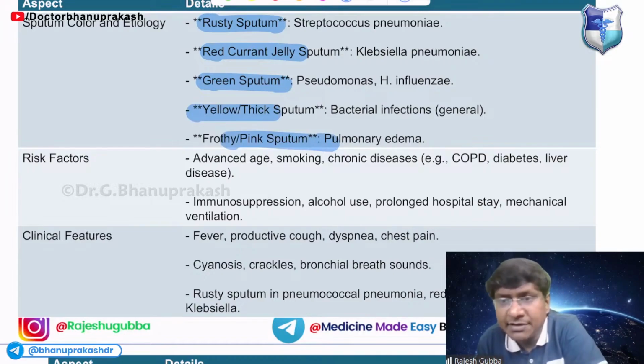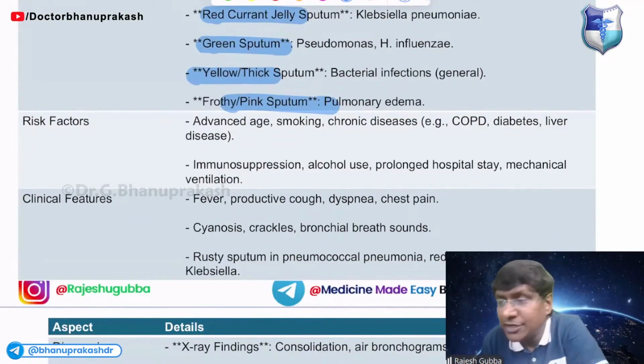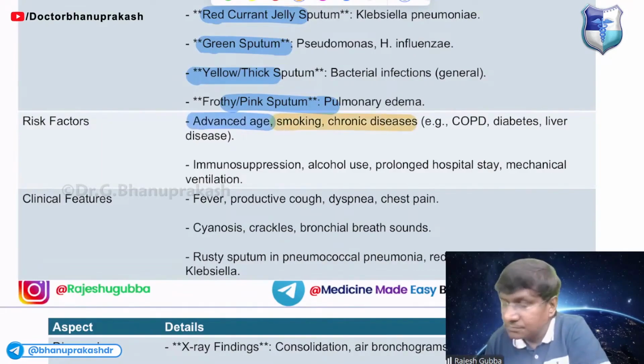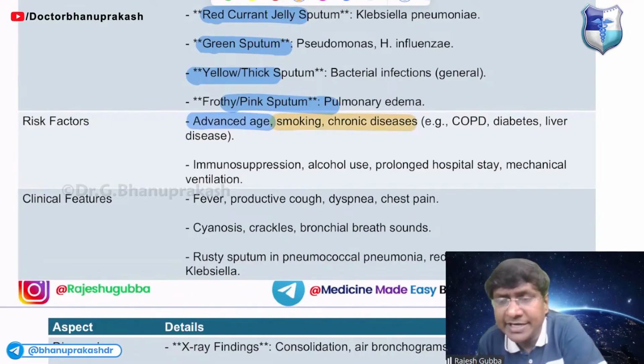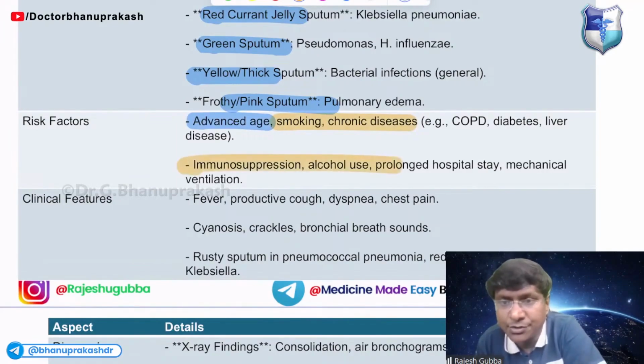And what are the risk factors for the development of pneumonia? The individual's immunity should be compromised. What is that scenario? Advanced age, or the individual should be a smoker, or an individual with a chronic disease, immunosuppression, and alcohol use.